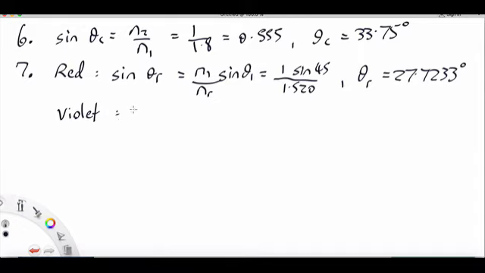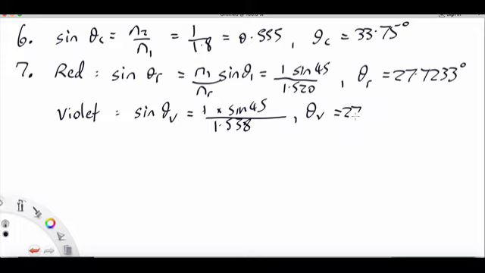Violet, we have the sine theta for violet is 1 times sine 45 over 1.538. So that means the angle for violet is 27.3714 degrees. I've kept so many decimal places so that I can then subtract them. The difference is going to be 0.35 degrees.